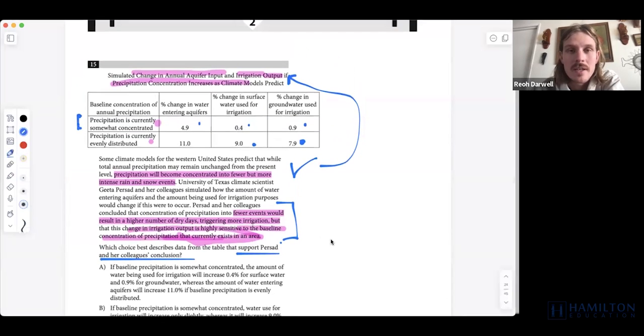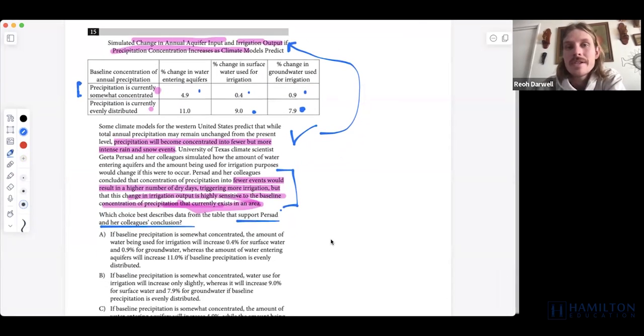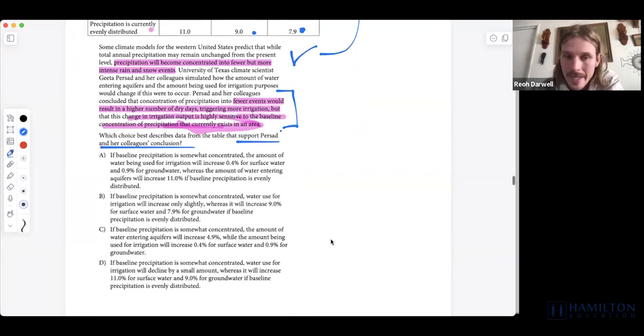What supports this claim that any increase in concentration will result in greater use of irrigation, but it is in places that are going from evenly distributed to concentrated that we see that increase in irrigation happen the most, is going to be supported by answer choice B, right? If it's already concentrated, irrigation use will increase, but only slightly. But if it is currently evenly distributed, irrigation will increase by 9 and 8% basically for groundwater and surface water irrigation.